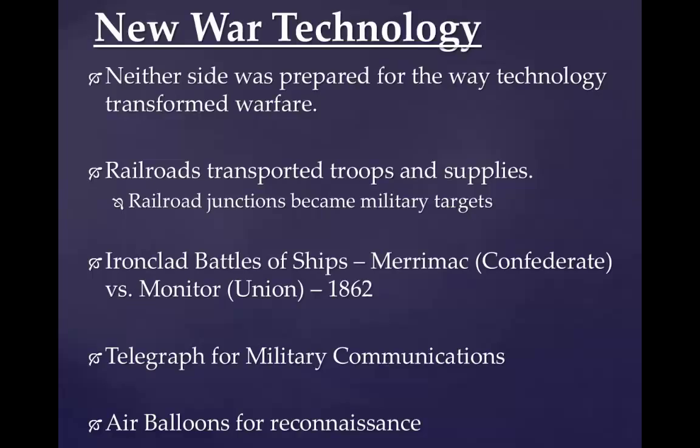As I was saying earlier, the railroads were going to be majorly important with transporting troops and supplies. Railroad junctions and railroads in general were going to become military targets that are going to need to be defended. You have the first ironclad battleships. In a major battle between the two that's pretty famous is the Merrimack versus the Monitor in 1862.